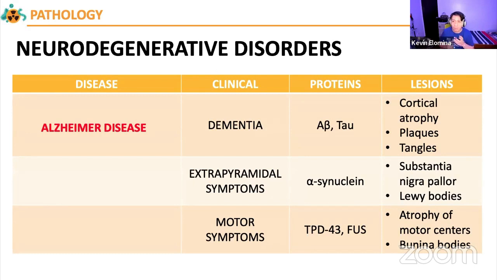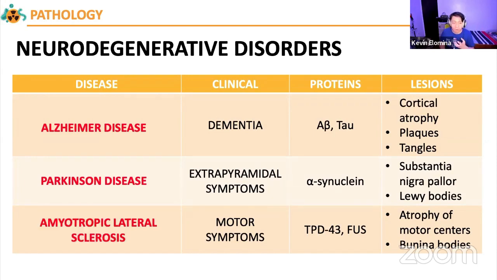Now, if you have extrapyramidal symptoms, and you have pallor of your substantia nigra and Lewy bodies composed of your alpha-synuclein, that is your Parkinson disease. Now, if you have atrophy of your motor centers, so motor, alin yun? That's your amyotrophic lateral sclerosis.